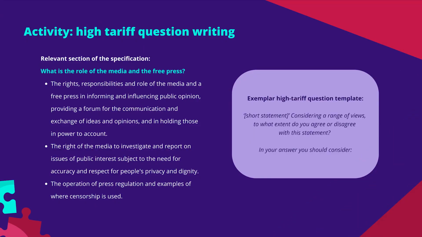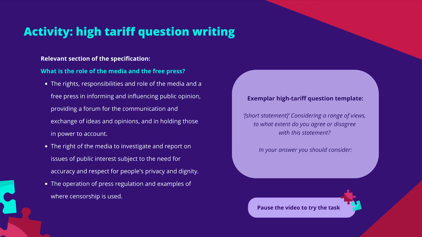The first one, the rights, responsibilities and role of the media and a free press in informing and influencing public opinion, providing a forum for the communication and exchange of ideas and opinions, and in holding those in power to account. The second one, the right of the media to investigate and report on issues of public interest, subject to the need for accuracy and respect for people's privacy and dignity. The third one, the operation of press regulation and examples of where censorship is used.